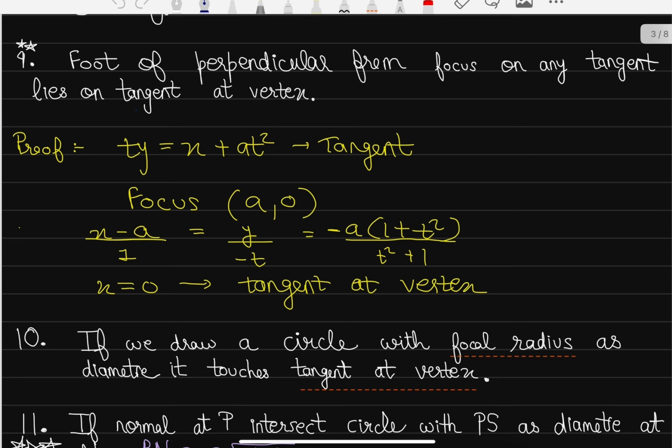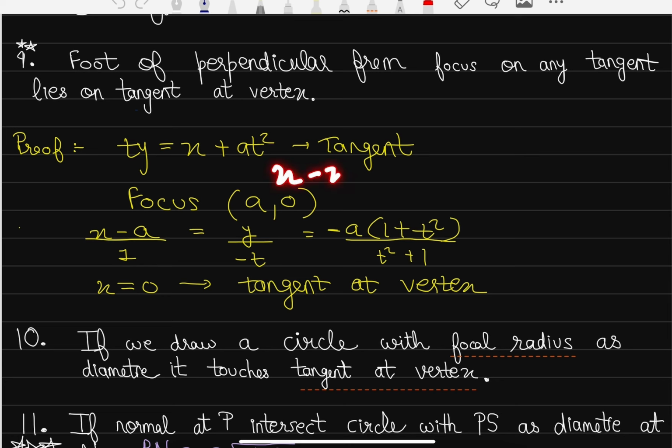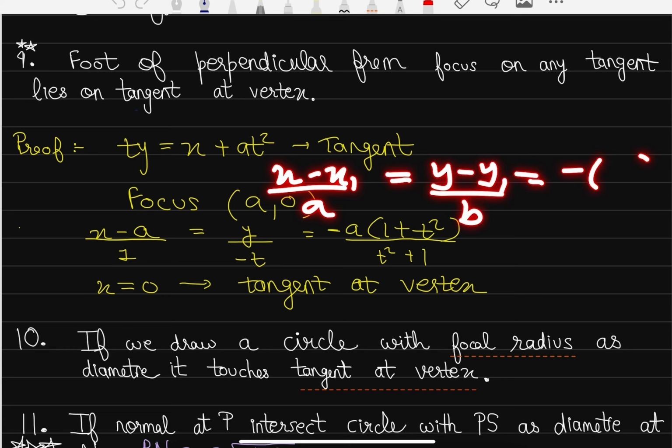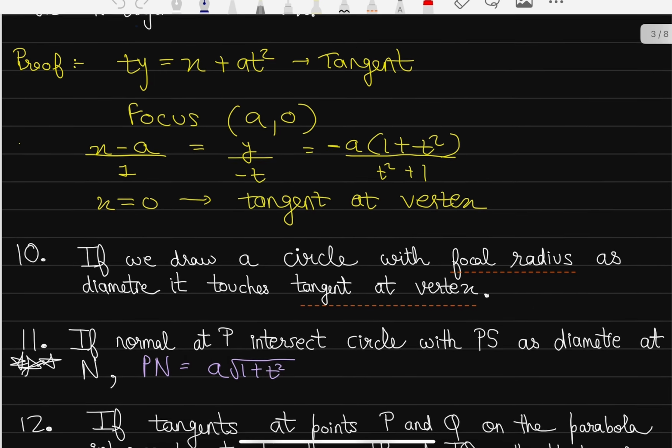Next property, foot of perpendicular from focus on any tangent lies on the tangent at vertex. So this is the focus and the foot of perpendicular on any tangent. To prove it, just write the equation of tangent ty = x + at², and the formula for foot of perpendicular is (x - x1)/a = (y - y1)/b = -(ax1 + by1 + c)/(a² + b²), just put that point on the line. So these two get cancelled and x equals 0, which is the y-axis and the tangent at vertex for our standard parabola.